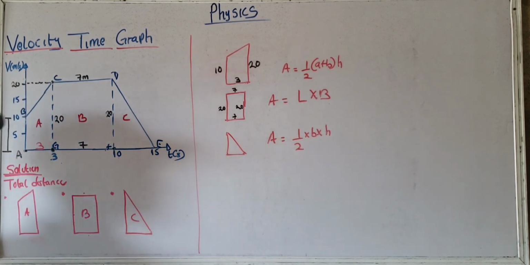Okay? You can see that the sides are equal. That's why I know that it is a rectangle. Okay? Rectangle has the two opposite sides equal. Okay? Now, let us proceed to the triangular aspect.